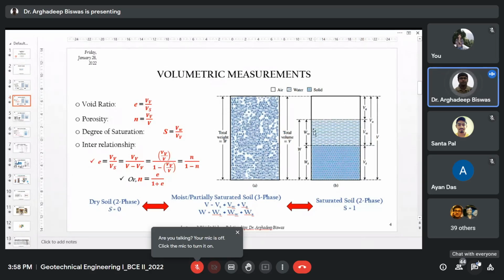This figure is taken from BM Das book. You can refer that book as well. Or this figure is available in every soil mechanics textbook. I have taken this one particularly from BM Das book.